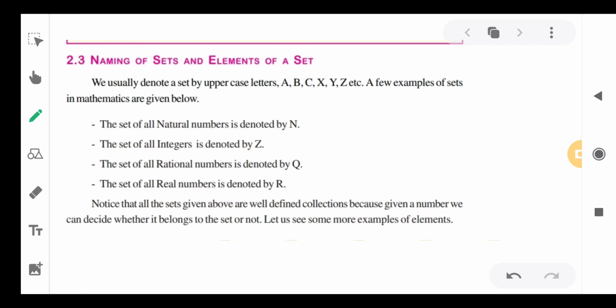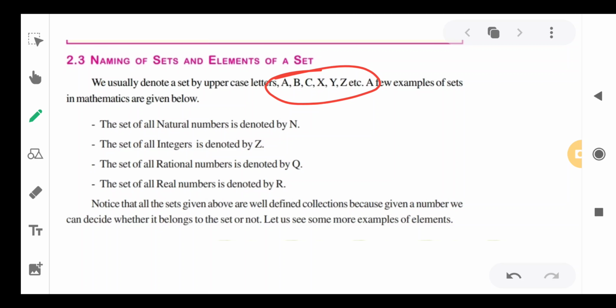We usually denote the sets by uppercase letters like A, B, C, D. Every set is denoted by some letter. You can use any symbol, but it is a convention that uppercase letters are used to denote a set, like A, B, C, D, E, F, G, X, Y, Z. Generally the objects inside the set are denoted with small letters like small a, small b, small c. Note that these are generally fixed in every textbook.